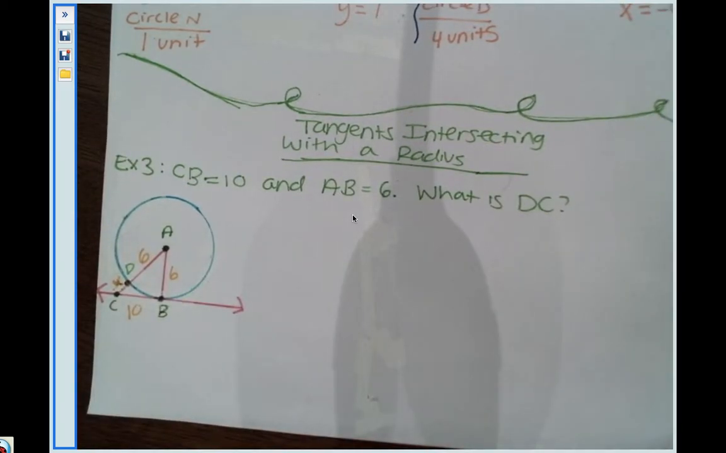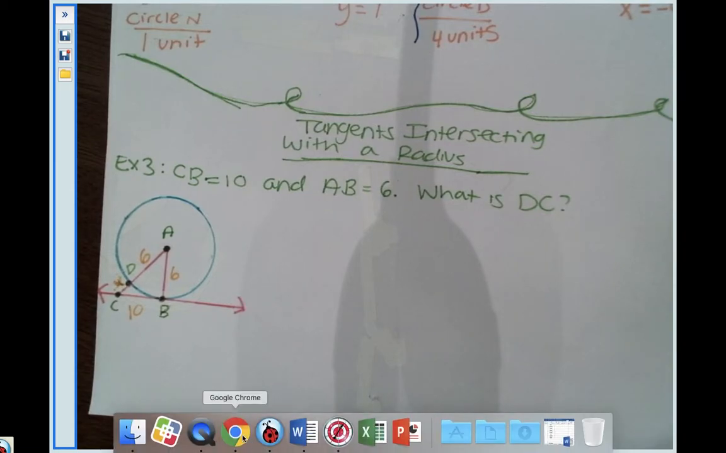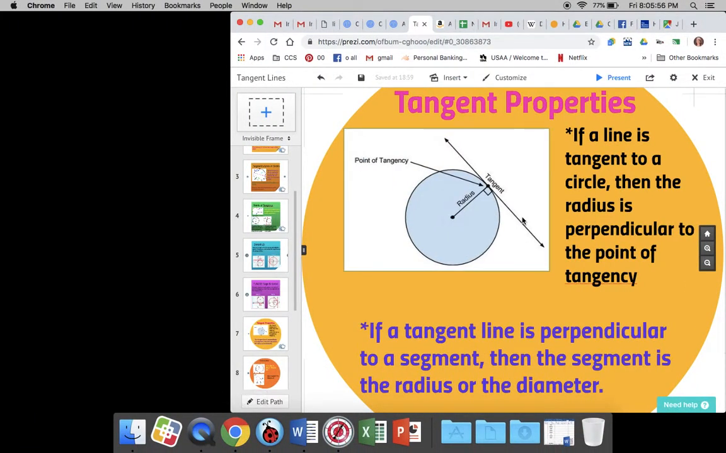Now, we're going to have to use one of the tangent properties that we discussed in the Prezi. So I'm going to go back to the Prezi to recap that real quickly. There's a property that says that if a line is tangent to a circle, then the radius is perpendicular to the point of tangency. So if a radius touches a point of tangency, they will be perpendicular. The tangent line and the radius will be perpendicular, which means a nifty 90-degree angle will form.